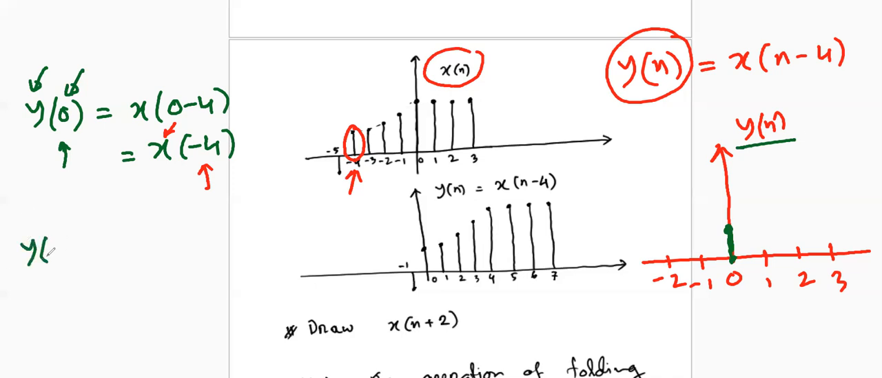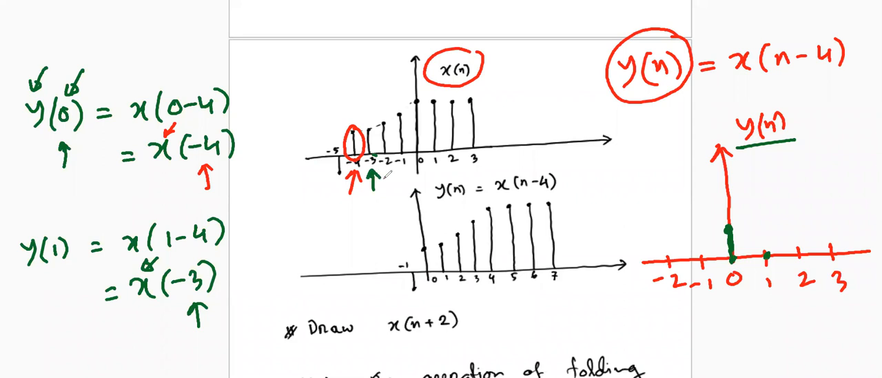Let me write y[1]. That means I am now targeting y[1]. The value is x[1-4], that equals x[-3]. Where is that -3? It is from x, the mother function. So this is that -3. Then what would be the value? This would be the value. Similarly, you can find all those samples and you can draw the total sequence of y[n].